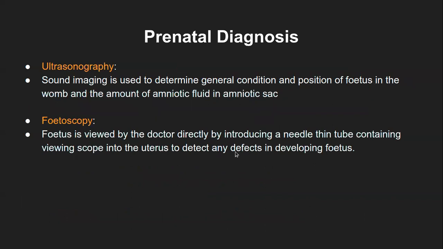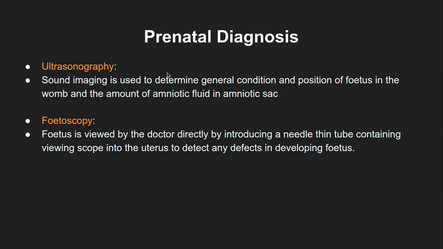Okay, and then the last two techniques. Ultrasonography is a very commonly used technique. It is nothing but sound imaging: using sound waves, you detect the topographical map of the fetus, and that is what you see on the screen, which is then analyzed and studied. It is used to determine the general condition and position of the fetus in the womb and the amount of amniotic fluid in the amniotic sac. All of these components can be studied by the sonography technique.